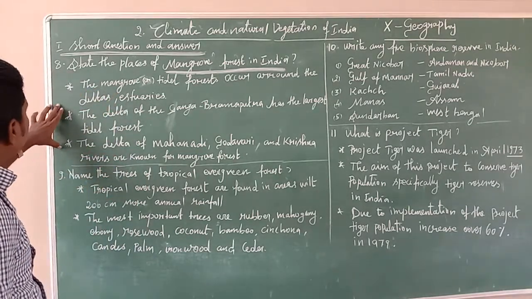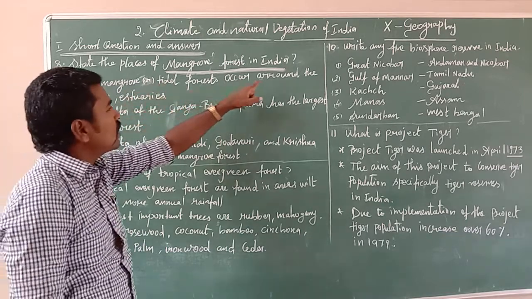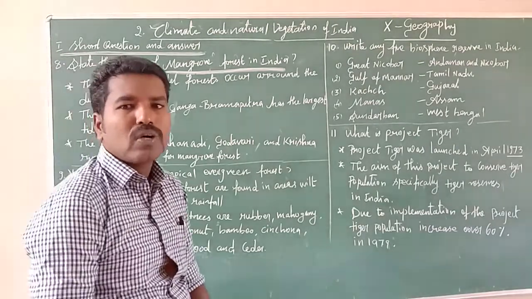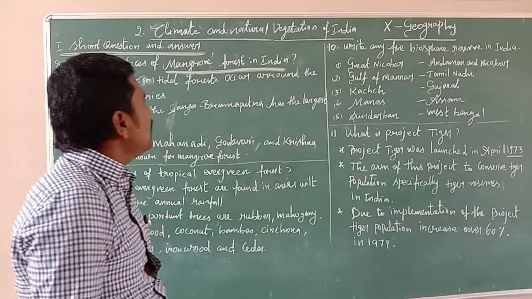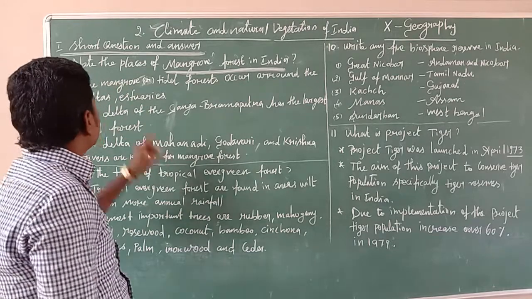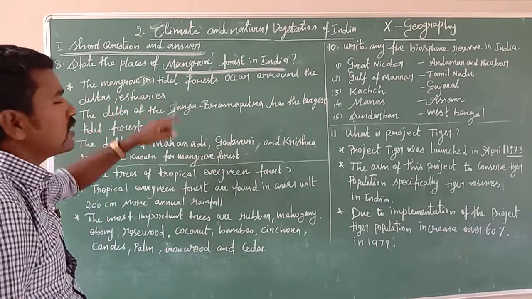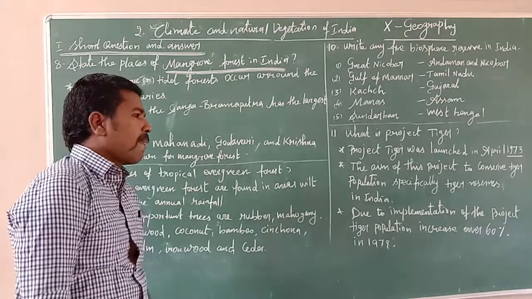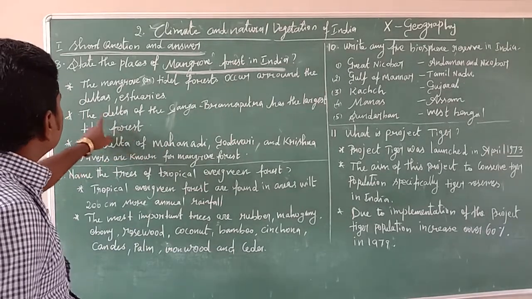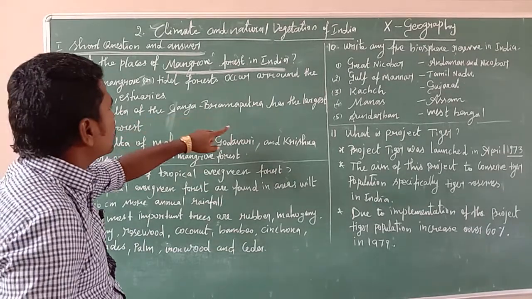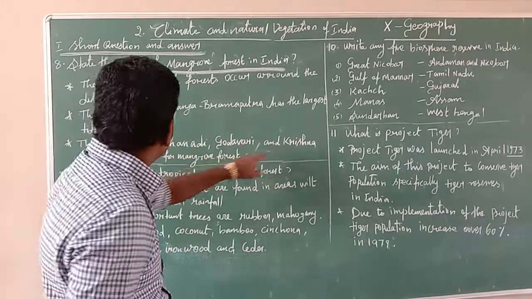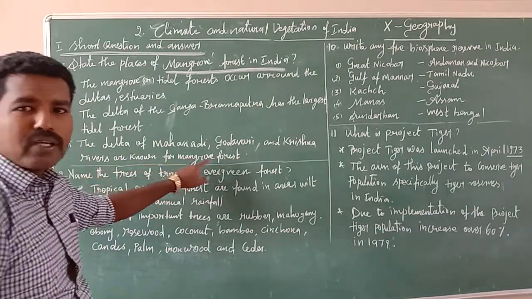First, we have taken 3 points. The first point is that mangrove or tidal forest occurs around deltas or estuaries. Usually, mangrove forests occur along the seashore area. The second point: the delta of Ganga and Brahmaputra has the largest tidal forest. And third point: the deltas of the Mahanadi, Godavari and Krishna rivers are known for mangrove forests.